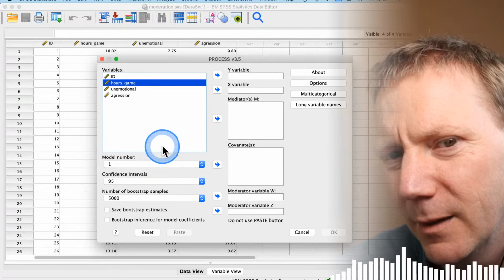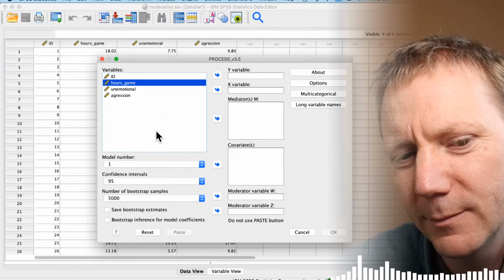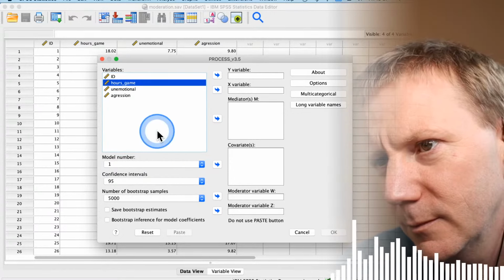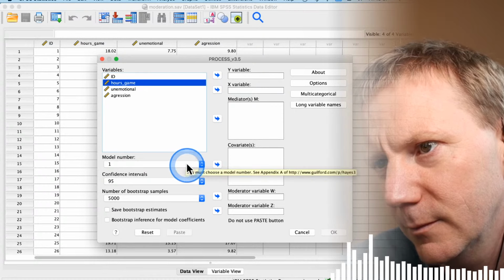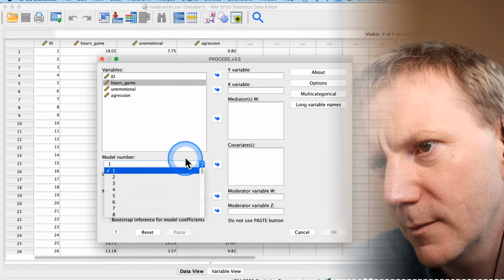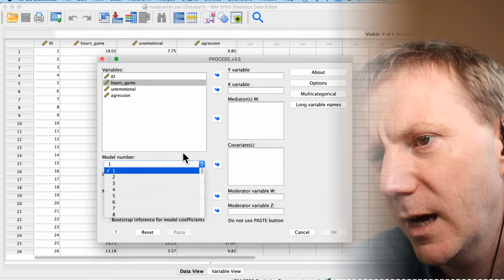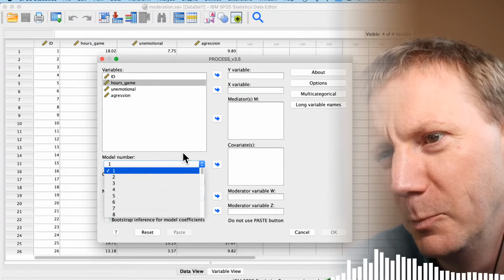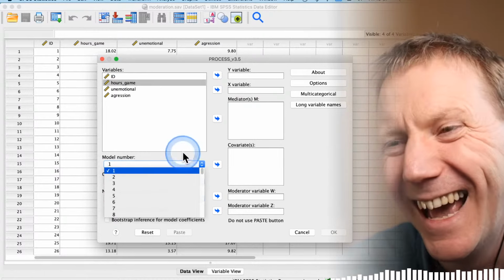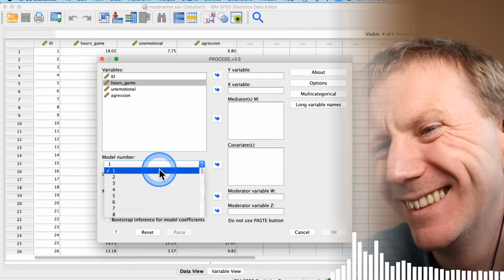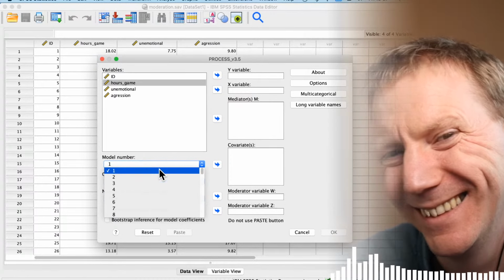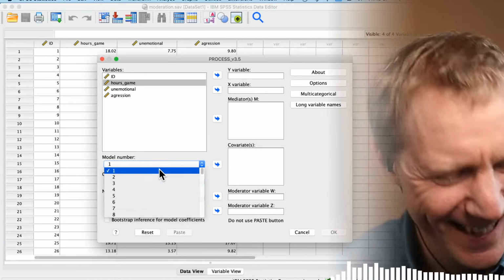Very good. I have a question. Go ahead. Is Model 2 not the same model as 1, only with the moderator at Z? I have no idea. Oh, okay. I think I accidentally did 2 once. But I'll use 1 then. Yeah, 1.